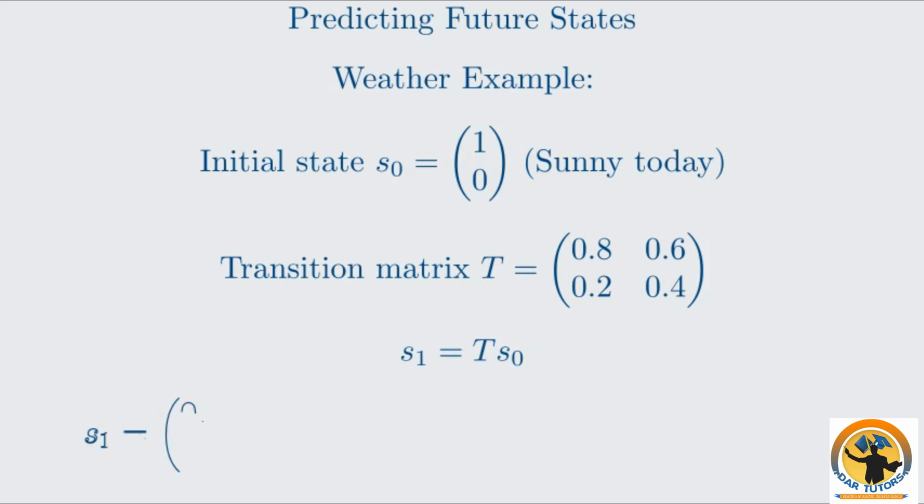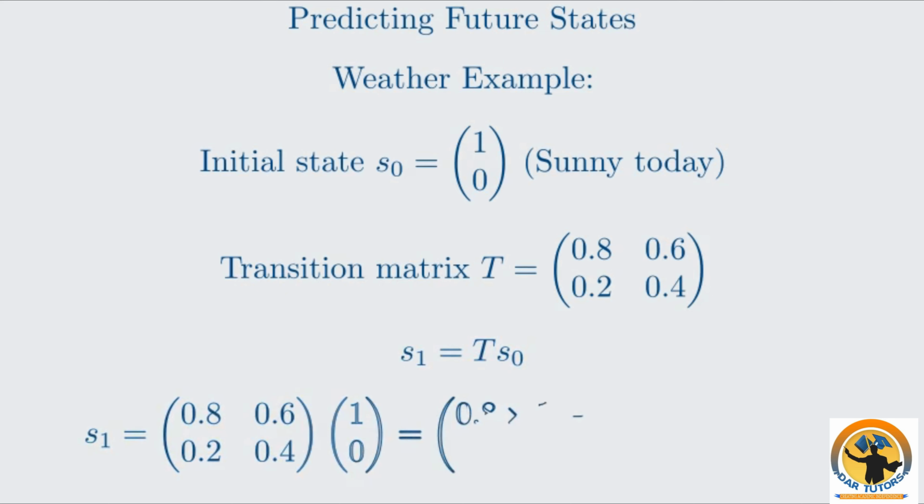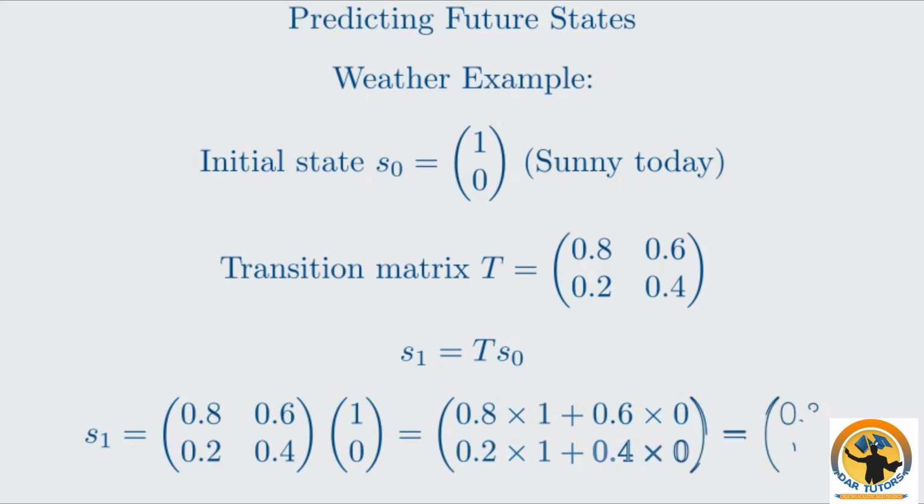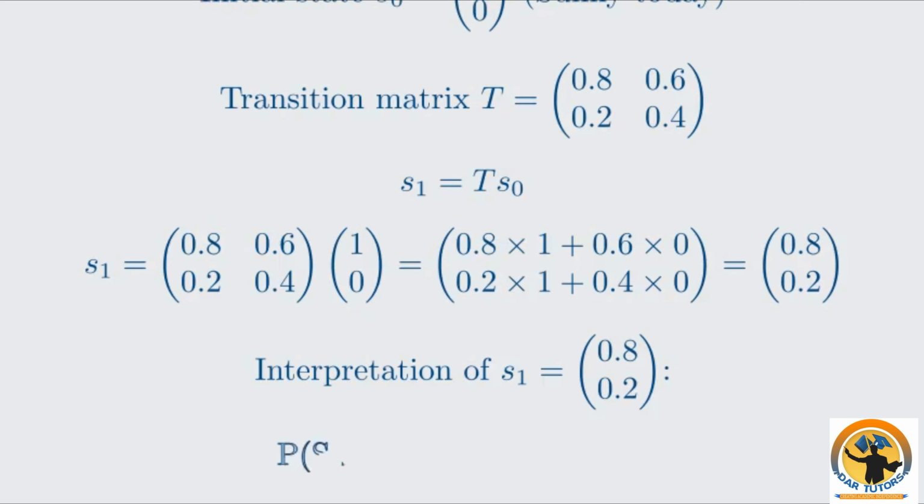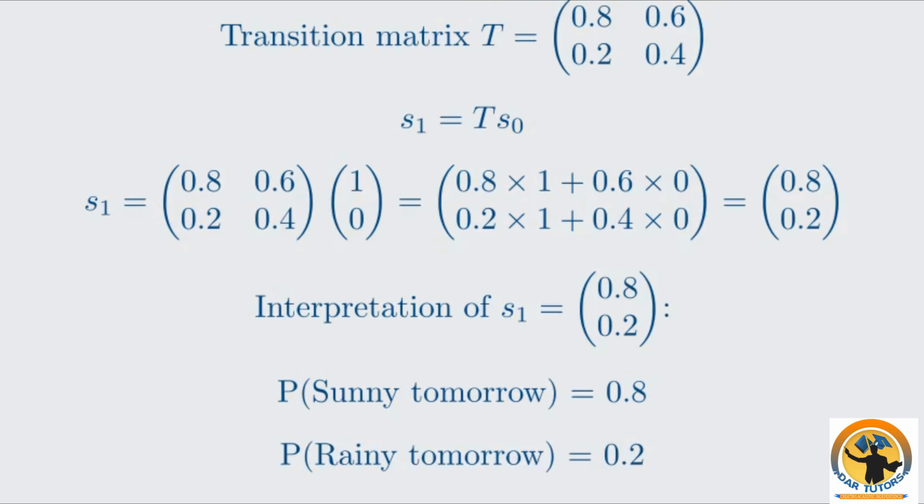Let's perform the calculation. The product of T and S sub 0 is the column matrix 0.8, 0.2. This matrix, S sub 1, tells us the state of the system tomorrow. The interpretation is clear. There is an 80% chance it will be sunny tomorrow and a 20% chance it will be rainy. You could confirm this with a simple tree diagram, as your textbook suggests.